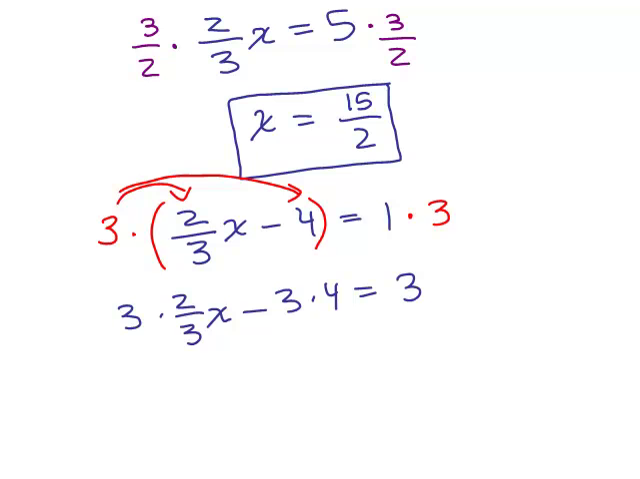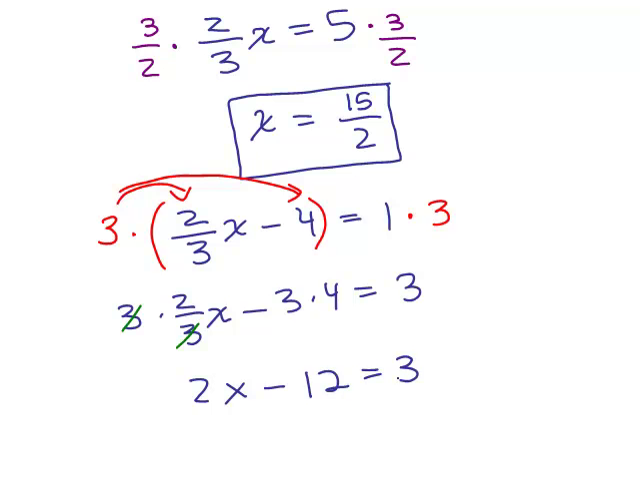The way I usually do it, just because I'm kind of lazy, well, I'll show you after I finish this. Let's go ahead and finish this for now. This is going to eliminate fractions because when you have the 3 times the 2/3, that's going to cancel. That was the whole point of multiplying by the least common denominator. So I have 2x minus 12 equals 3.